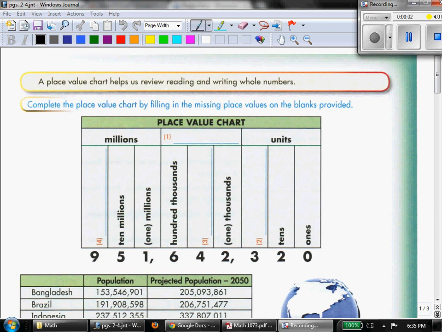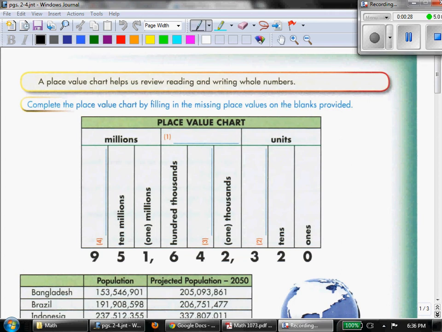All right, read the directions here. It says completing the place value chart by filling in the missing place values in the blanks provided. The first thing you need to know about a place value chart is that it's based on a base 10 system. It goes up by 10.